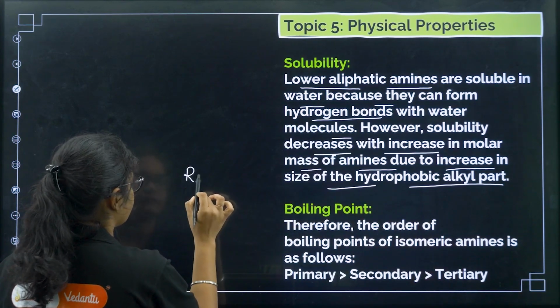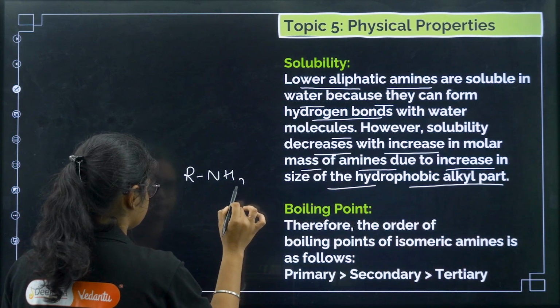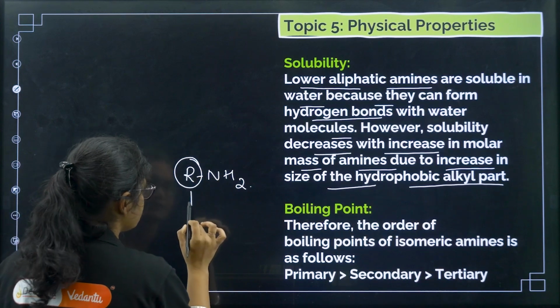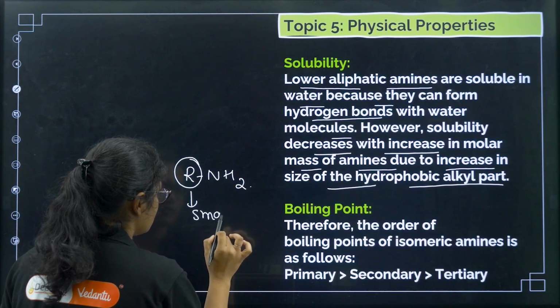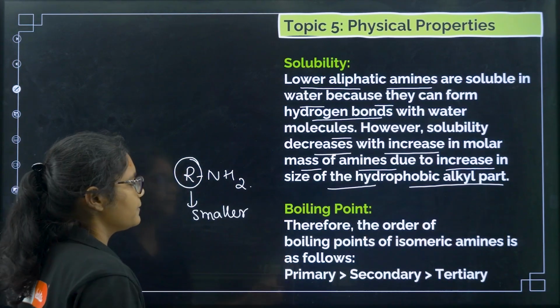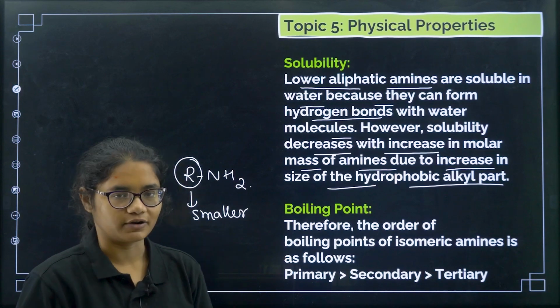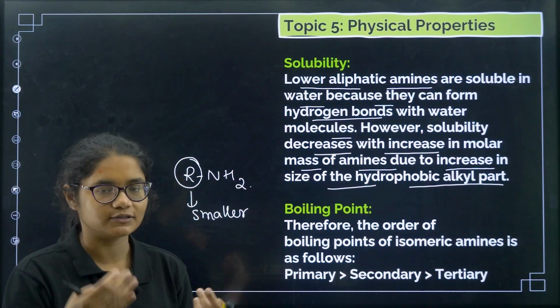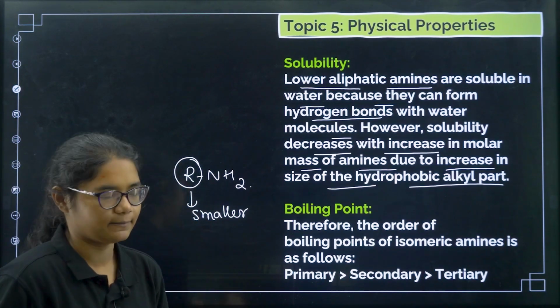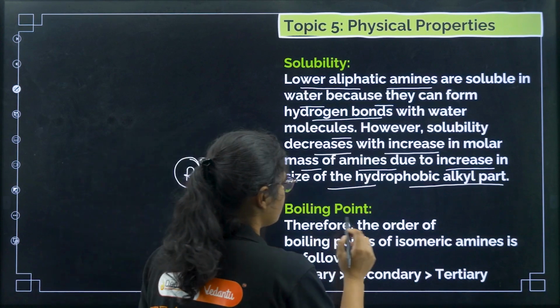So this is RNH2. Now if this R group is a smaller group, then it will be easily soluble in water. If this R group keeps on increasing, the solubility keeps on decreasing. That is the first thing. Next, coming to boiling point.